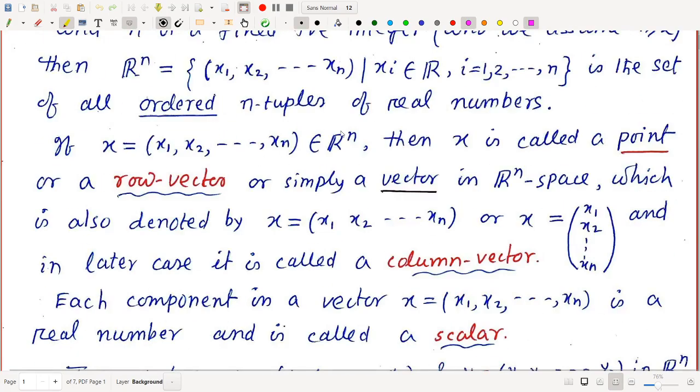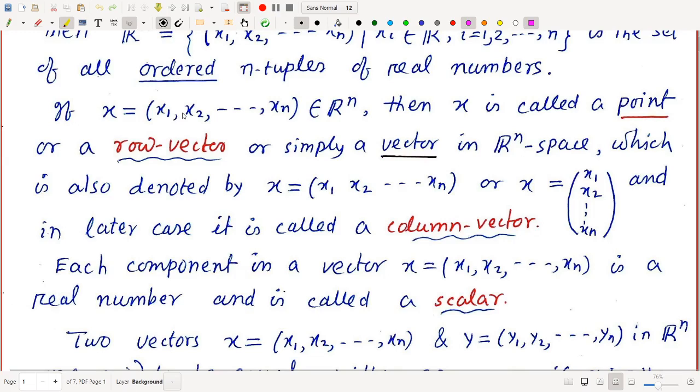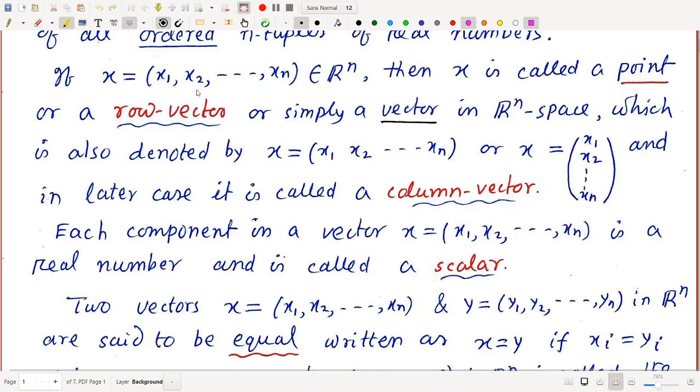Now if x equal to (x1, x2, ..., xn), that is an ordered n-tuple, belongs to R to the power n, then x is called a point or a row vector. It is written as a row, point or a row vector, or simply a vector in R^n space, n-dimensional space. This x is also denoted by (x1 x2 x3 ... xn) without commas. Sometimes we give commas, sometimes we may not.